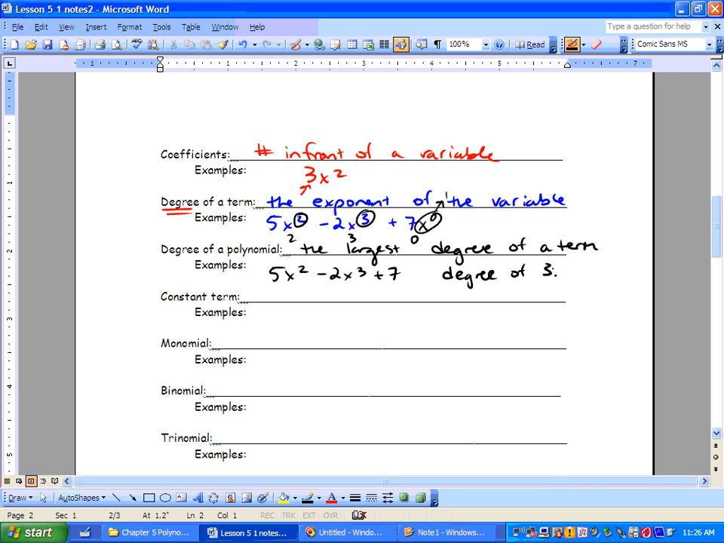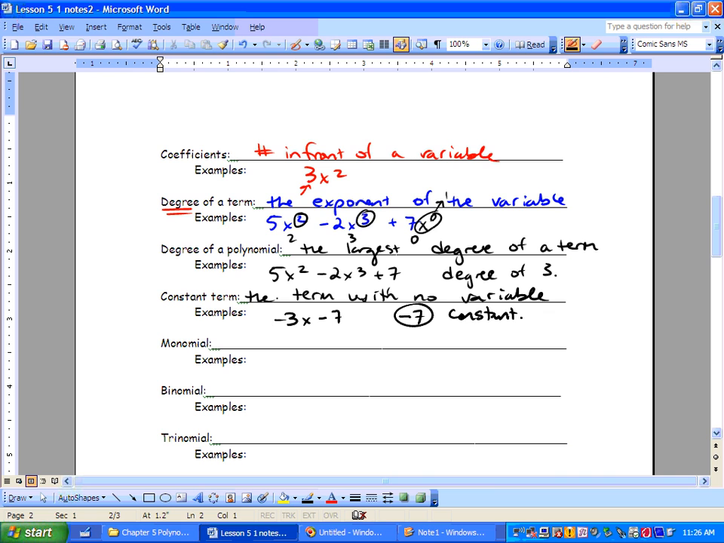All right, constant term. This is when we have no variables. This is the term with no variable. So an example would be negative 3x minus 7. Negative 7 is my constant. It never changes no matter what we do with our variable. It doesn't matter what we put in for x. 7 is always going to be there.